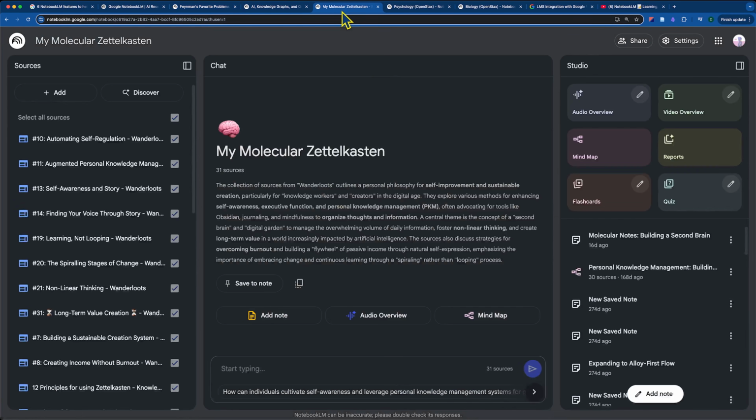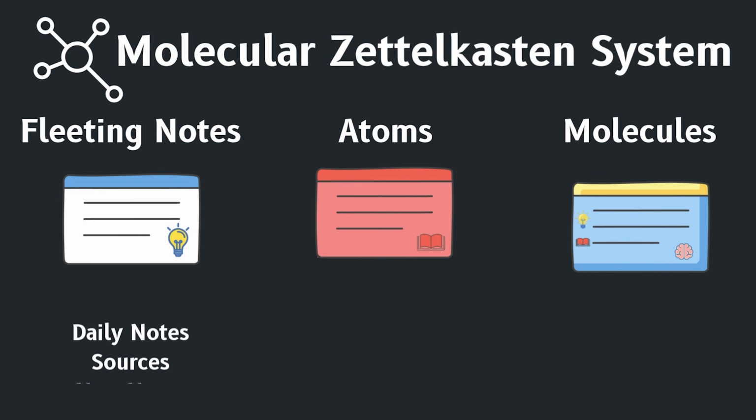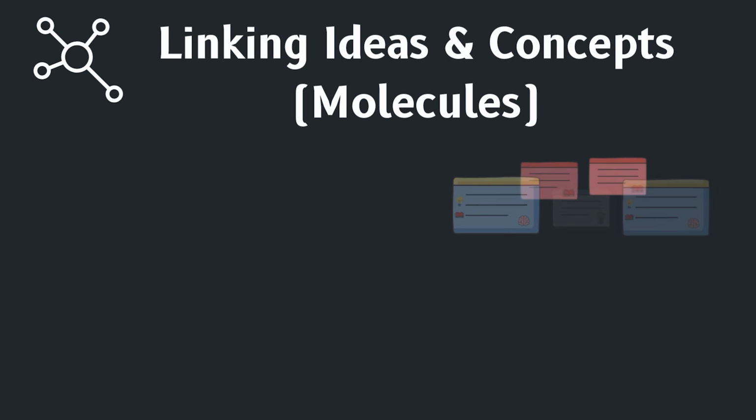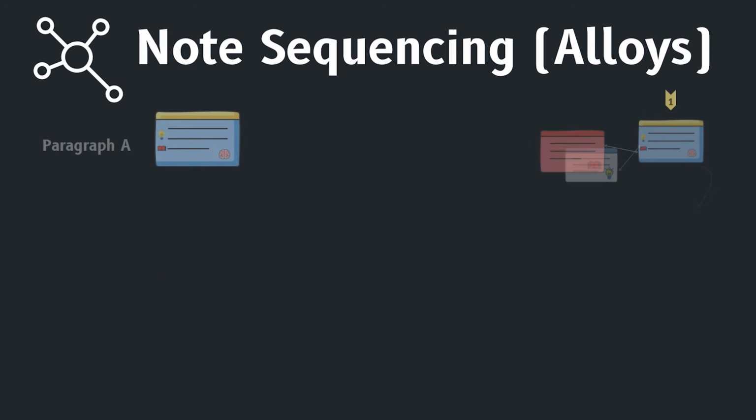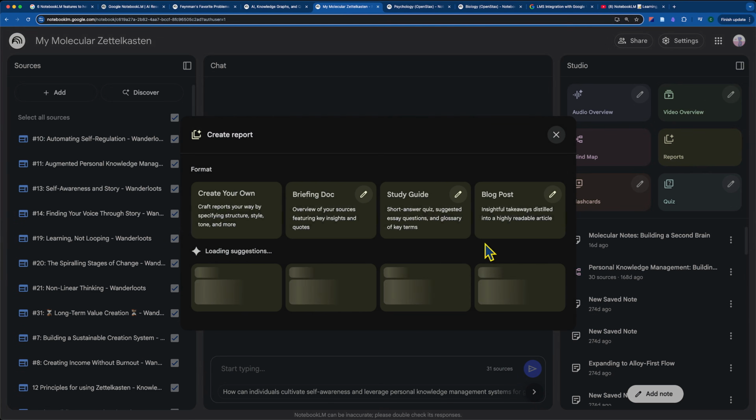If I go over and take a look at my molecular Zettelkasten system, which, just for context, Zettelkasten is a nonlinear note-taking system that helps you understand how information goes from an atomic concept to a connected concept. So I have my own version called molecular Zettelkasten, and I have this notebook to help me explain it to people. So if I wanted to generate a report on this, I could click on the reports button, and you can see how it's loading suggestions based specifically on the newsletters and resources that I've uploaded here.